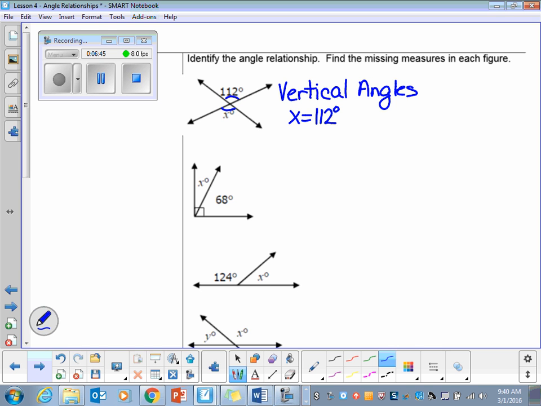Okay, looking at our next example, these both add up to 90°. I know that because of my symbol here in the vertex. So X plus 68 will equal 90. X is going to equal 90 minus 68, which is 22°. And that makes these angles complementary.